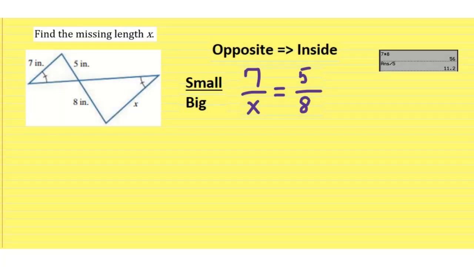This next problem shows two triangles which are rotated in different directions from each other, but they are similar triangles.